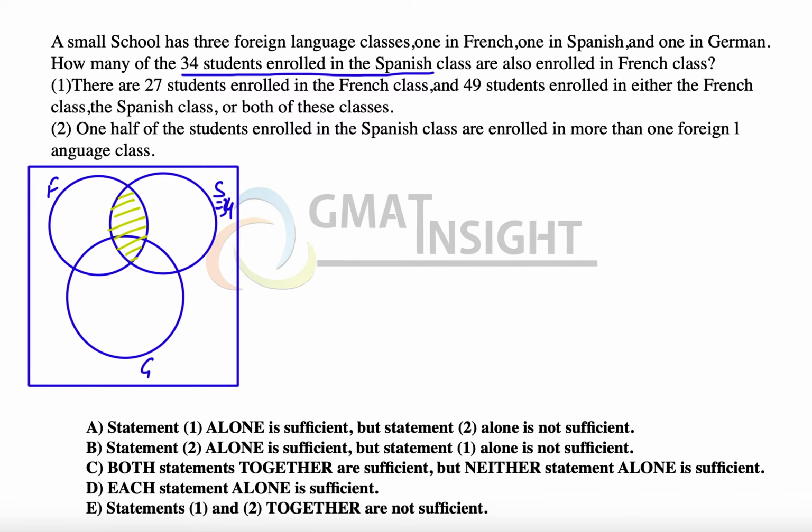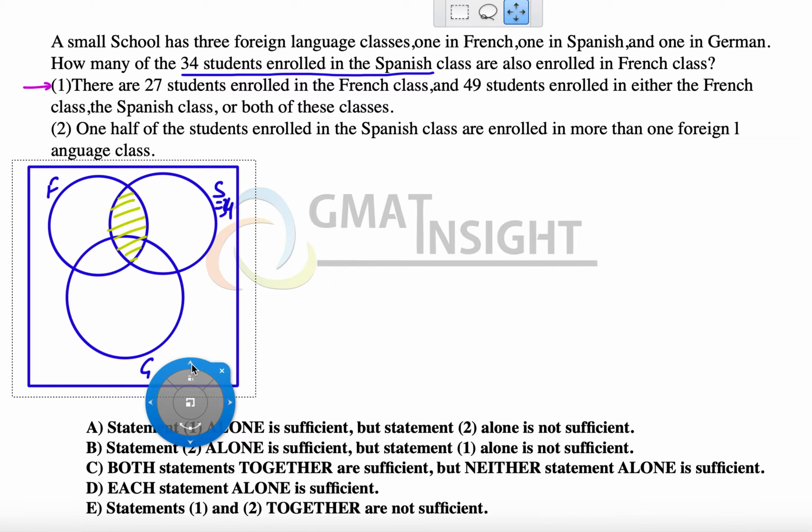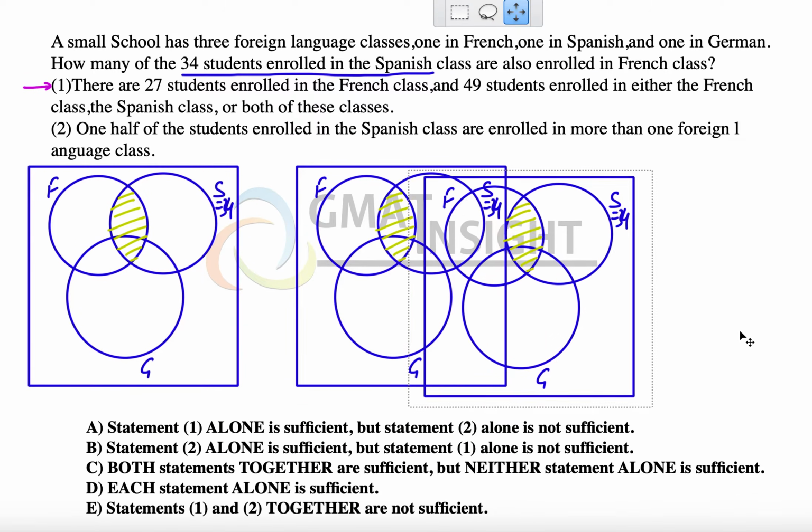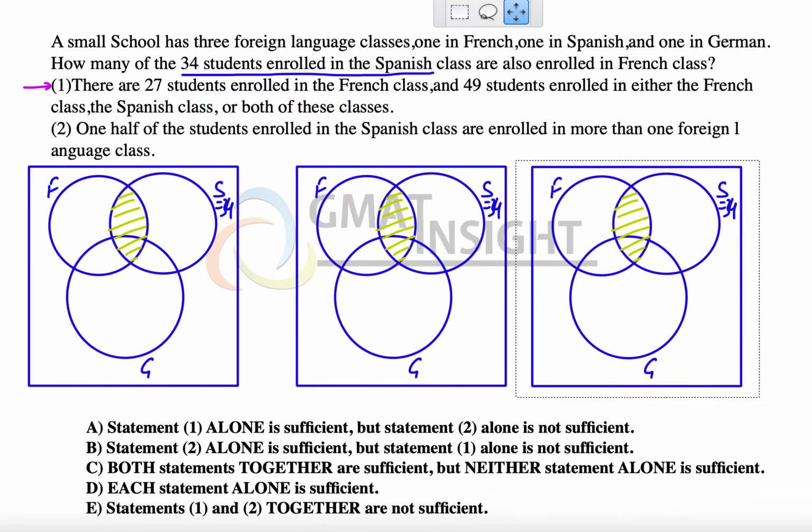So now we need to answer this question. Let's quickly look at these statements. The first statement here says that there are 27 students enrolled in the French class and 49 students enrolled in either the French class or the Spanish class. Alright, there's a lot of information, so we can use the same diagram for the other statement as well. I am quickly going to copy it for my first statement as well as for my second statement right here.